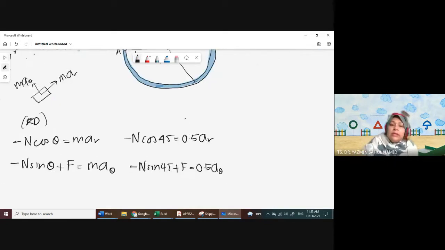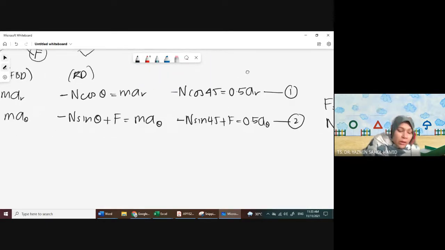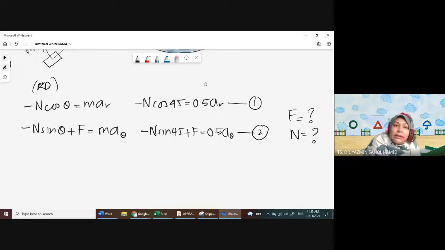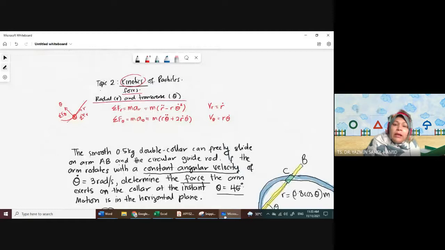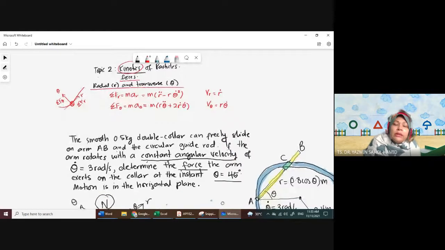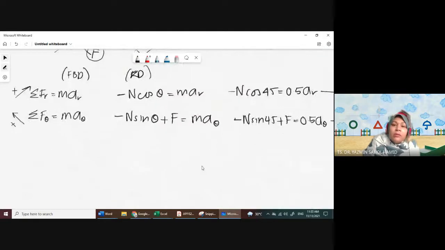The question is they ask you to find the force. So you have equation 1 and you have equation 2. So the question here is find the force. But at the same time, you can find N also. Okay, so how do we find F and N? Okay, so we need to replace our values for AR and A theta. So it means if you need to replace value of AR and A theta, it means you need to find what is R double dot, all that things lah. R dot, what is R?